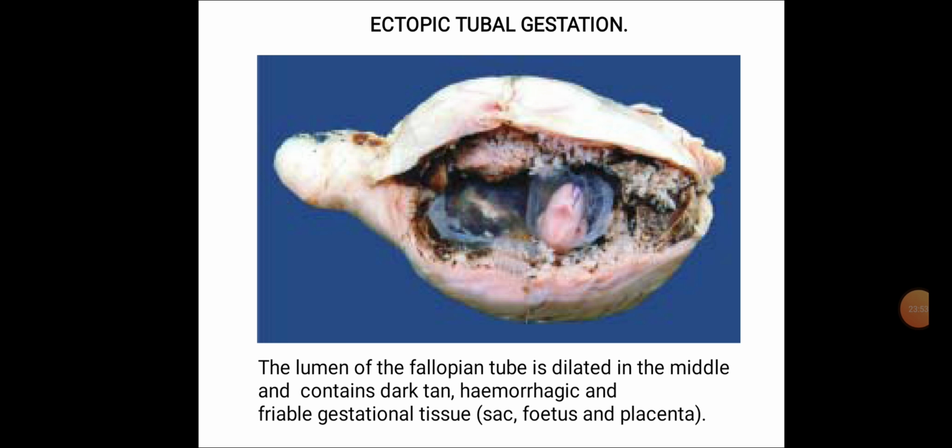This is a photograph of ectopic tubal gestation. Here it is showing a fallopian tube. The lumen of the fallopian tube is dilated in the middle and contains a dark tan hemorrhagic and friable gestational tissue which is having sac, fetus and placenta.